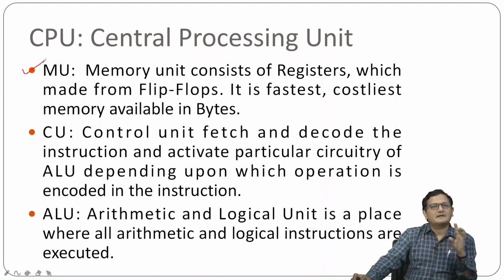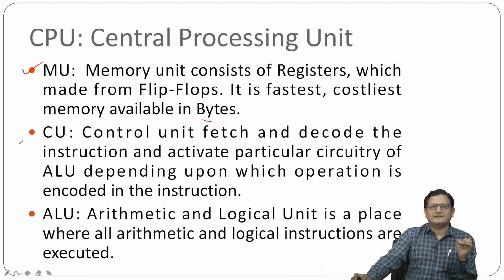Register is the fastest memory in the world, right, which is actually made from flip-flops. This memory is the costliest memory, and it is available in a very small size, in bytes. So this register, which is placed in the chip of the CPU, is called the memory unit.